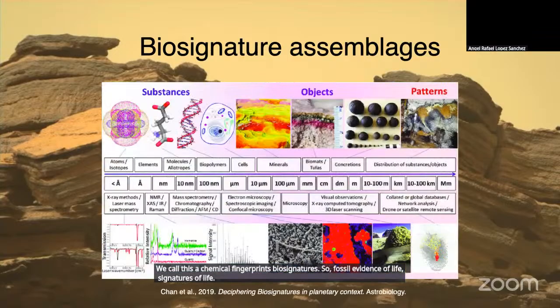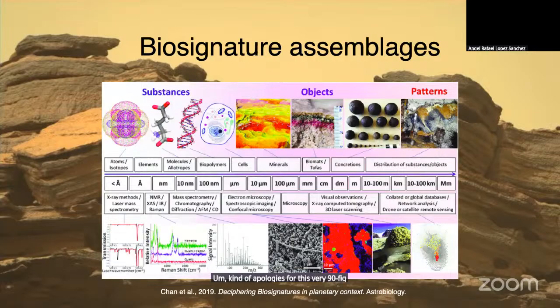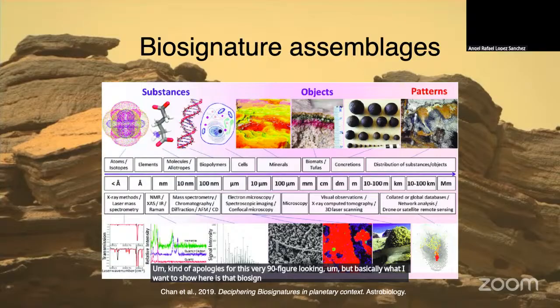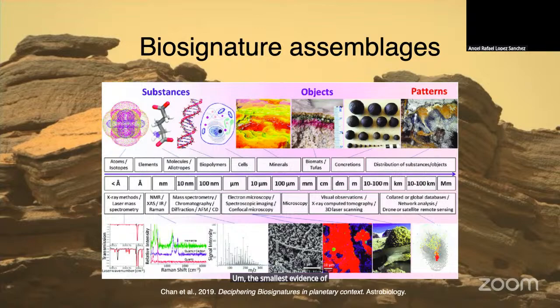Apologies for this very 90s looking figure, but basically what I want to show here is that biosignatures can be patterns, objects, and substances, and they can go from kilometer scale to atomic scale. In particular, I am interested in looking at the smallest evidence of life, which are isotopes.